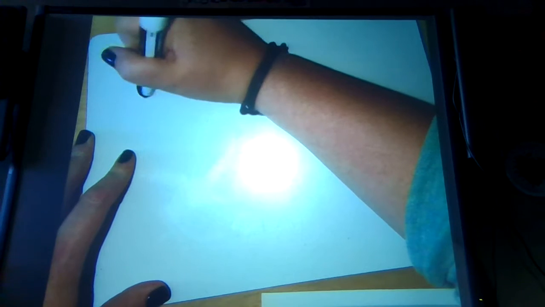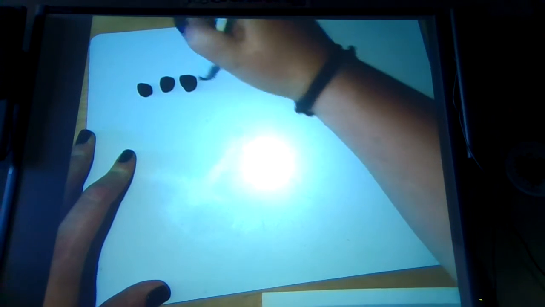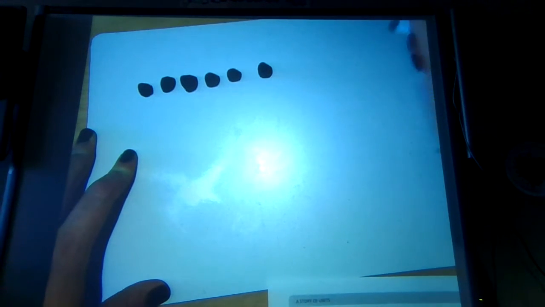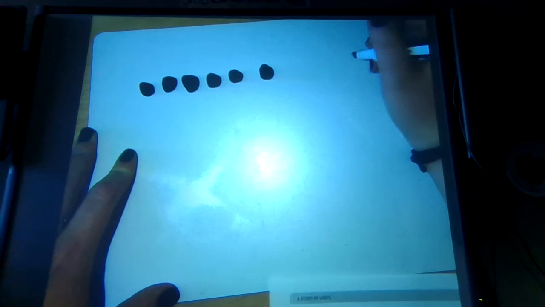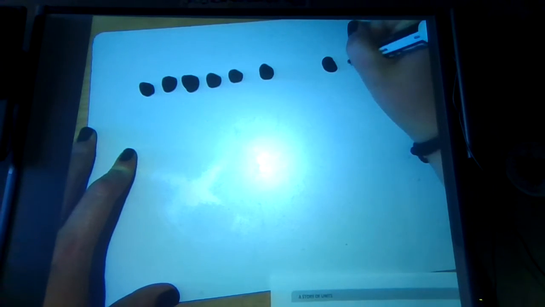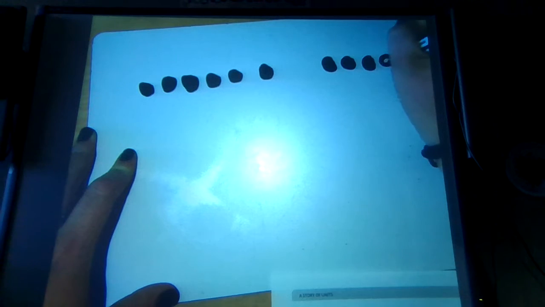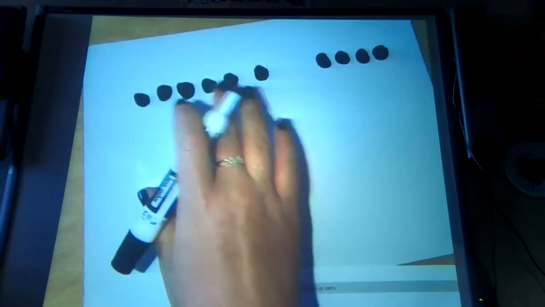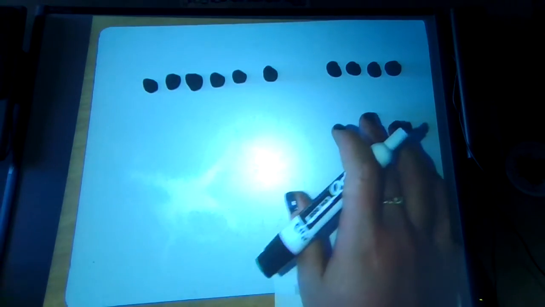So I know that she had 6 beans in one hand. 1, 2, 3, 4, 5, 6. How many beans were in the other hand? 4 of them. 1, 2, 3, 4. Great. Now we know that her 6 beans and her 4 beans add together to make 10. We can write a number sentence to go with this problem.